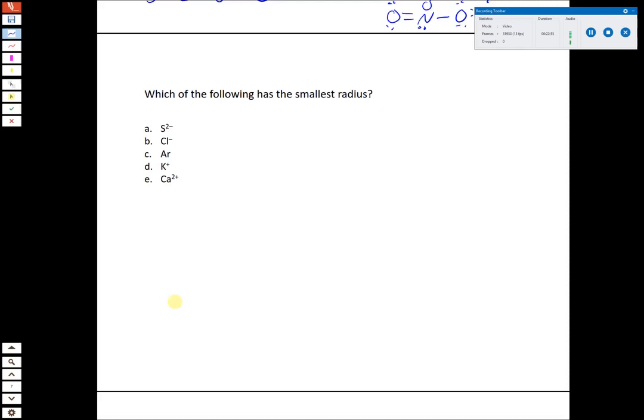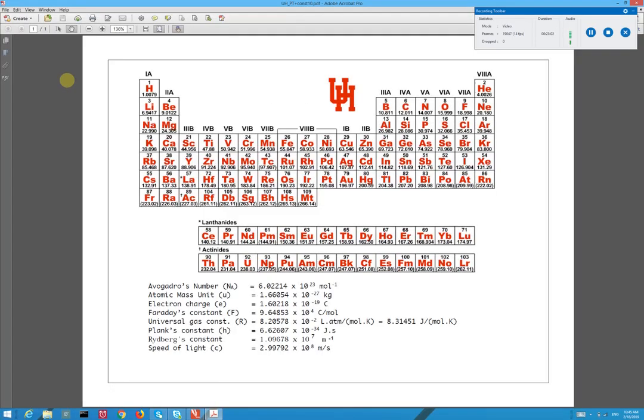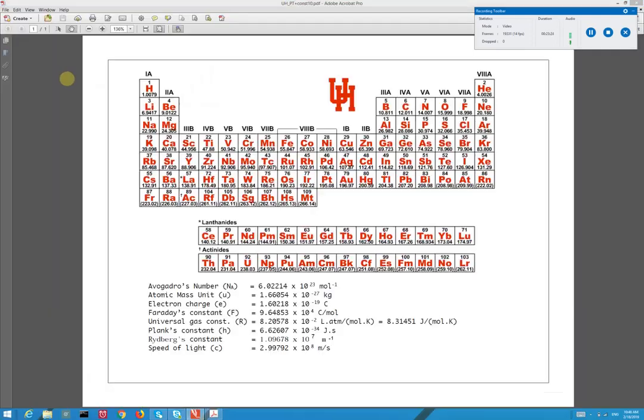So here we're looking at a comparison of ions. Now remember, we can't just use periodic trends for ions because they have different numbers of electrons. Many of you are familiar with the periodic trend that the radius decreases as you go left to right and increases as you go top to bottom, and you try to use that for these. But when we're dealing with ions, the first thing we need to think about is how many electrons they have and which subshells those electrons are in. So if we go to S2 minus, Cl minus, argon, K plus, calcium 2 plus.